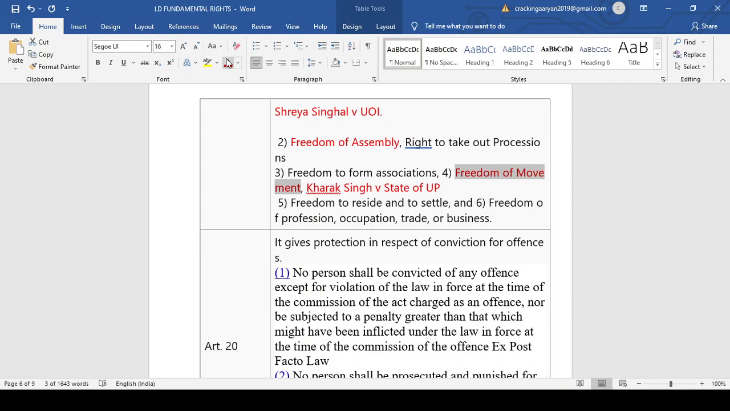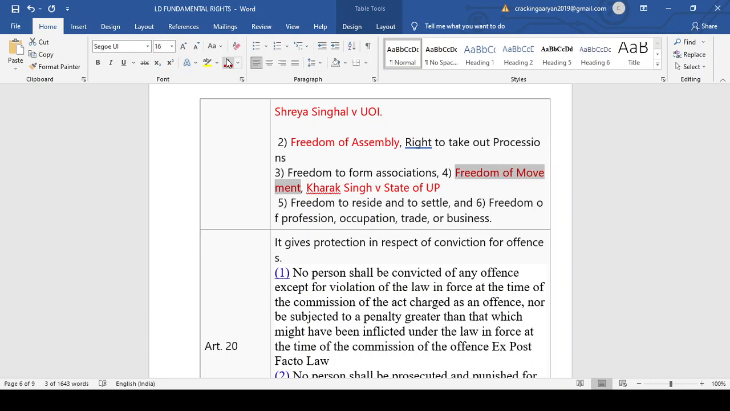And the last is the freedom of profession, occupation, trade or business. Whatever profession you want, whatever occupation you want, whatever business you want, you can carry on.